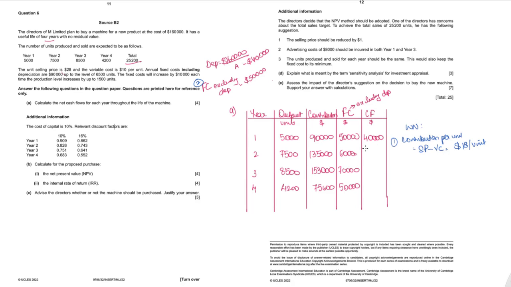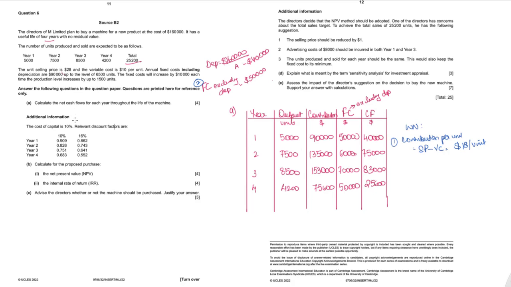Then we have 75,000. Then we have 83,000. And then we have 25,600. They are not telling you to calculate the total, just throughout the life of the asset. So for 4 years we've done it.